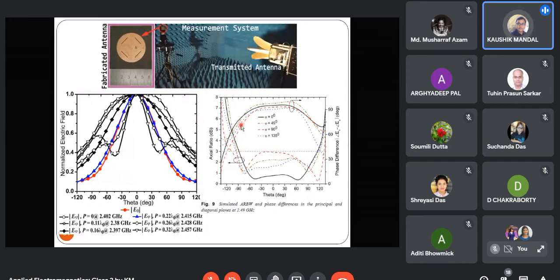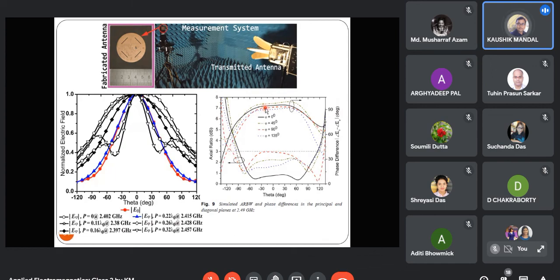And over this particular range, if you plot the phase difference along this particular y-axis, the phase difference has been plotted. So over this particular angular range, E theta range, the axial ratio is below 3 dB. Over this particular frequency angular range, axial ratio is below 3 dB. And over this angular range, the phase difference between the E theta and E phi components is nearly about 90 degrees.